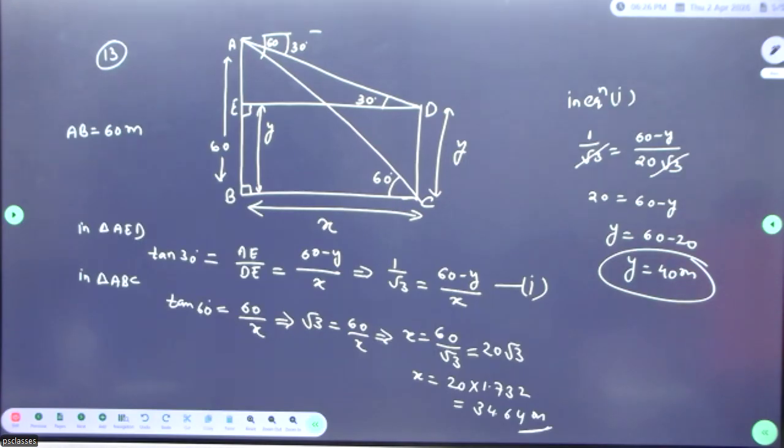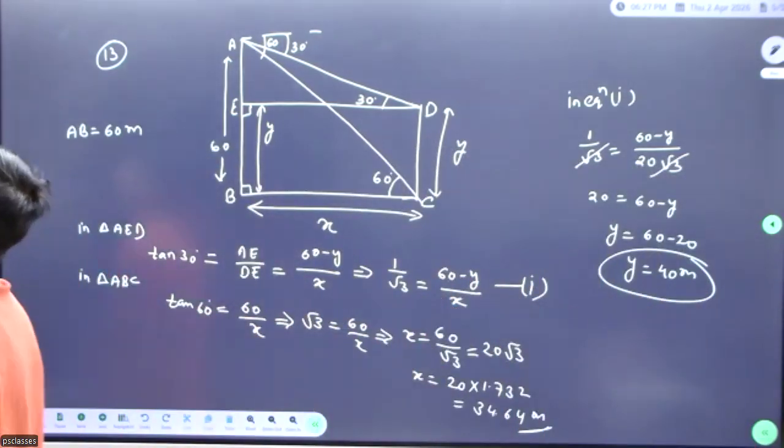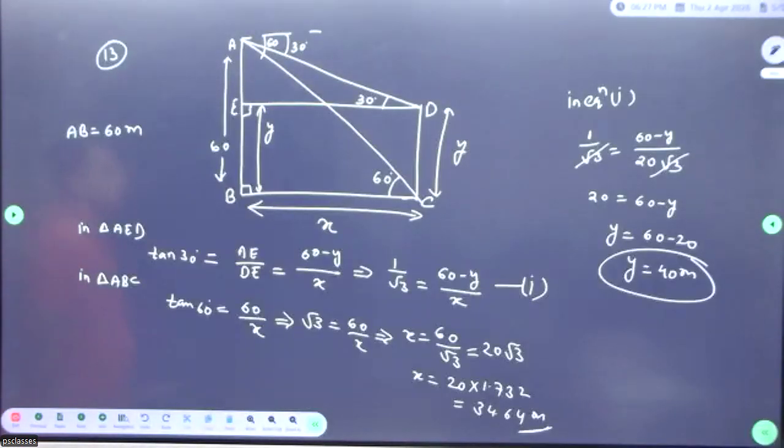Now there's an aeroplane question. Question number 14. Make the diagram for question number 14.